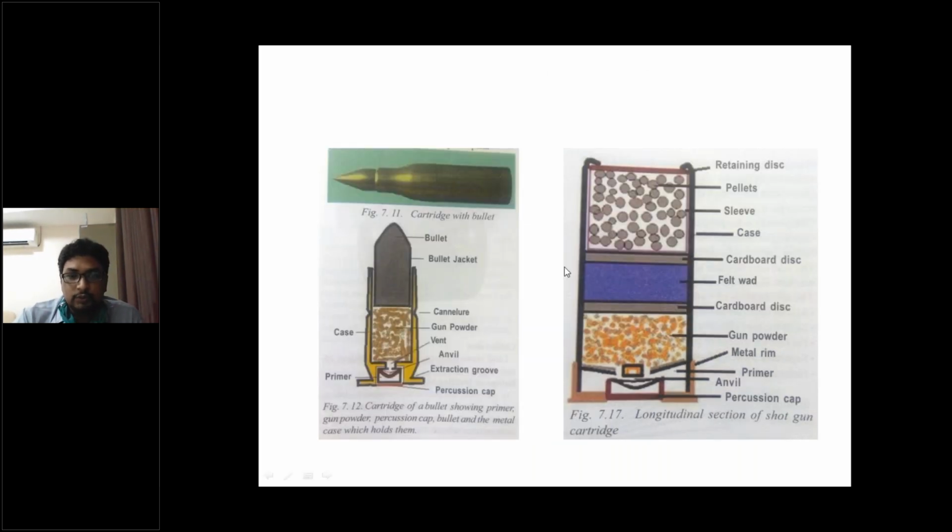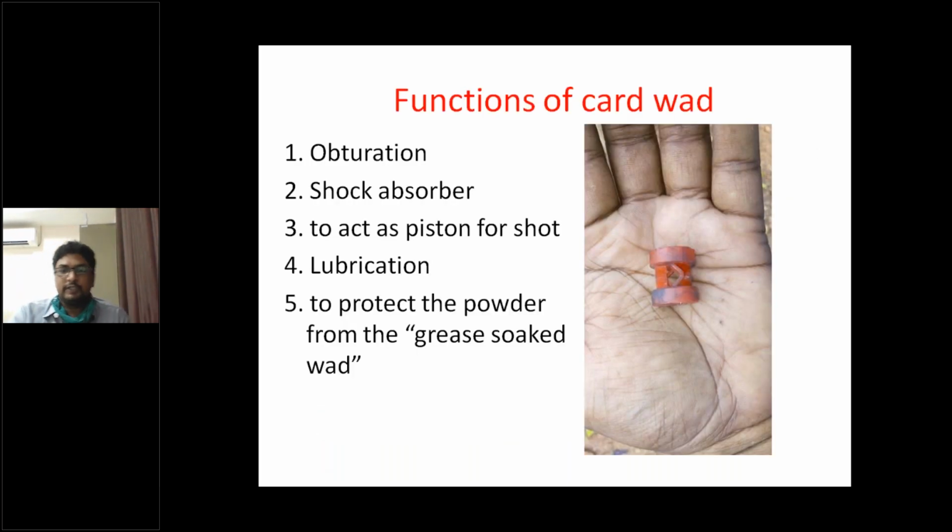So these are the two types. You can see one is a cartridge with a bullet, which is used in rifle firearms. On the right side, we have a cartridge with pellets, which is used in smoothbore firearms. So what are the functions of the wad? You can see this is a wad which is shown. It is orange in color. It is a piston type, where it will cause some cushioning effect.